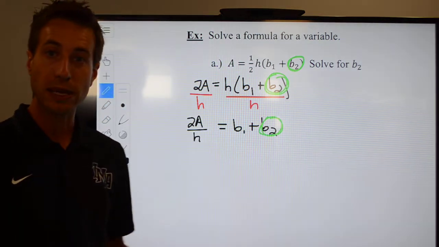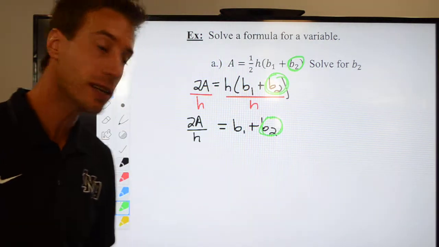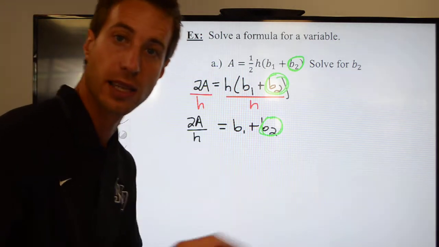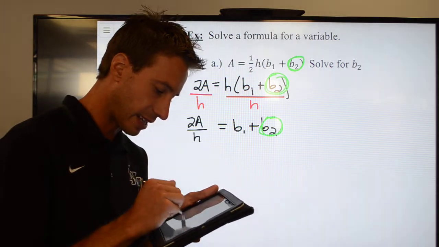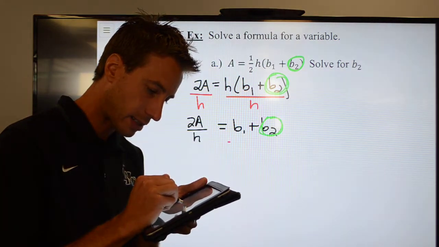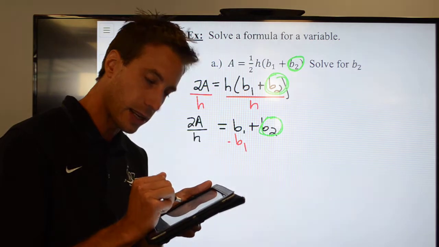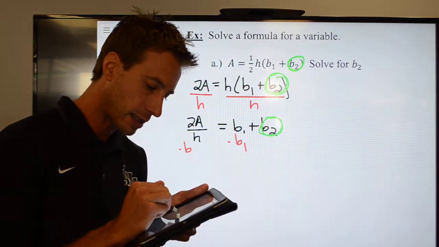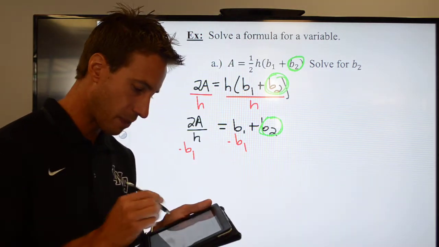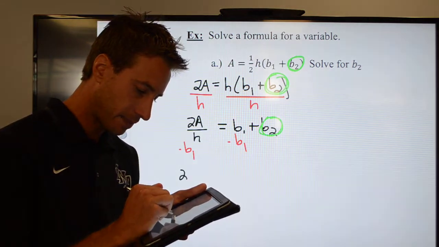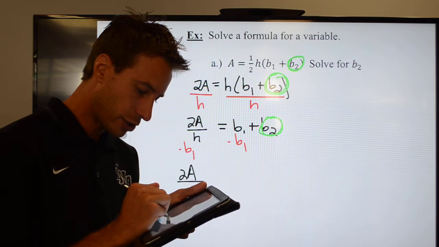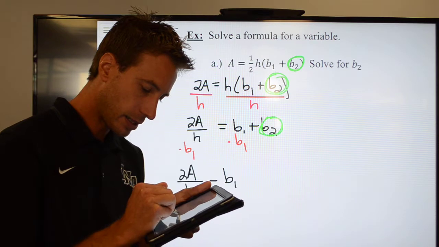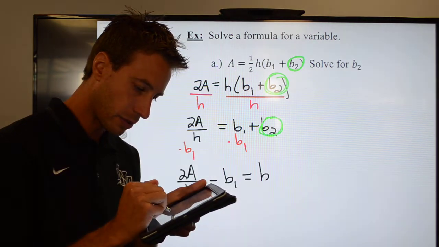Once again, I need to get this b2 right here, this guy, all by himself. This is a positive b1. How do you undo addition? Well, I'm going to need to subtract b1 from both sides, and the b2 will be the only thing left. So let's subtract a b1 from this side. The property of equality says you've got to do it to both sides, so I'll subtract a b1 over here as well. That's going to give me 2a over h minus b1 is equal to b2.